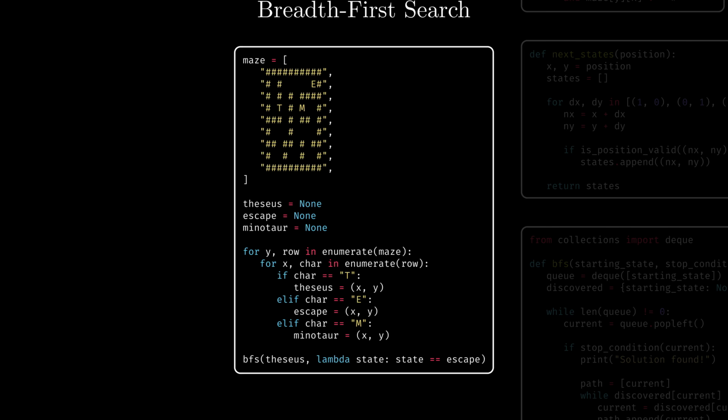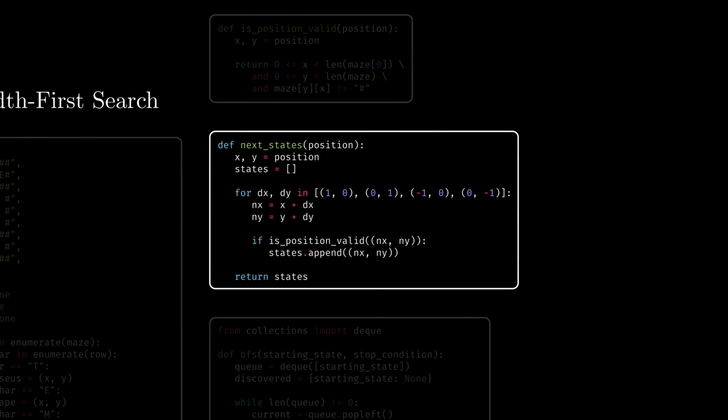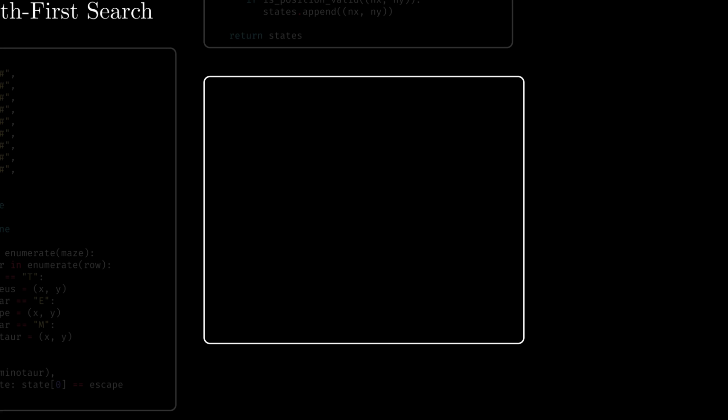Although the BFS function doesn't change, the way we call it does, since the state is now a Theseus-Minotaur tuple, and the stop condition only checks if Theseus escaped, not the Minotaur. We'll also rename the next states function, because now it only returns the next possible positions of Theseus. To properly implement next states, we'll first need a function that moves the Minotaur towards Theseus.